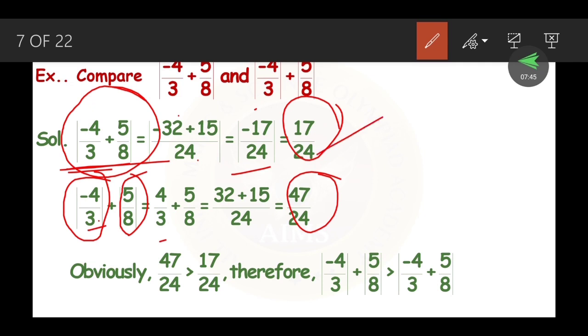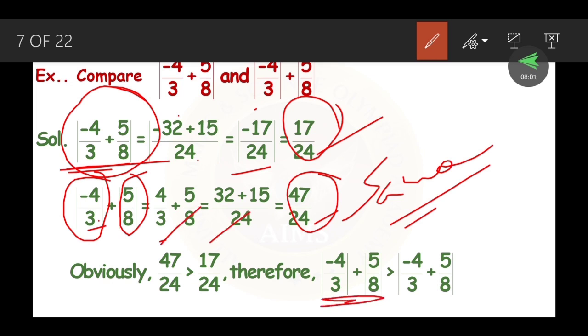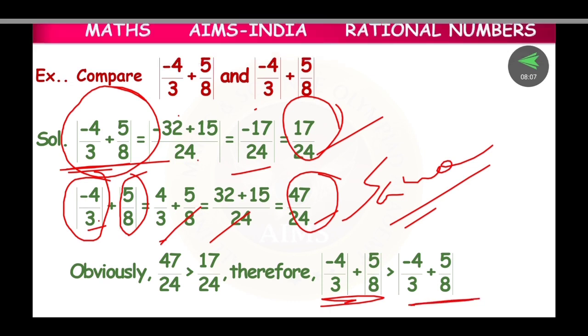Here also the denominator is 24. We have the same denominator. So 47 by 24 is greater than 17 by 24. So this modulus value is greater than the first modulus value. Like that we can compare the modulus values also.